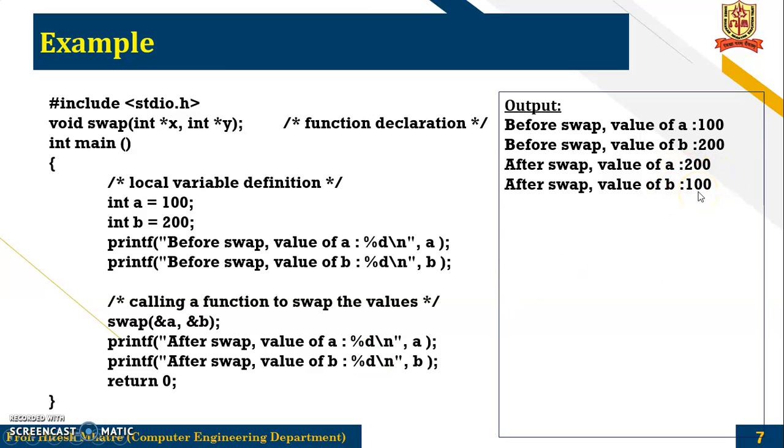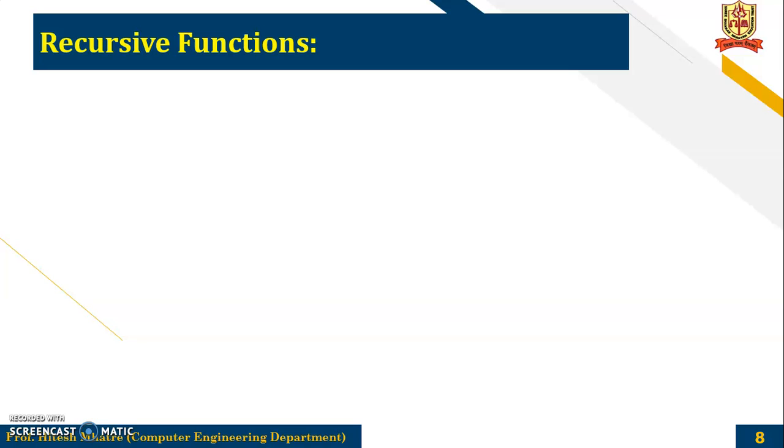So here we can see, even though we did not return any value from the function, the values have still been swapped because we have passed the address. So this is how pass by reference is used.